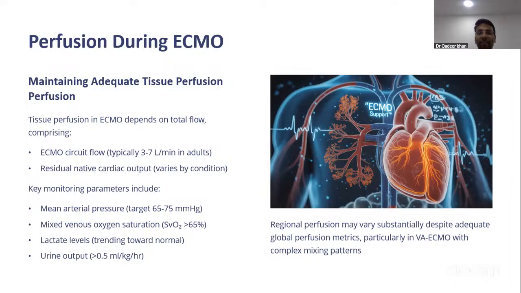What are the different parameters we need to monitor in the patient? As I told, in VV ECMO there is no major problem with your cardiac function, so your mean arterial pressure and pulsatility are maintained, and mixed venous oxygen saturation is more than 65. Lactate levels come down because perfusion and oxygenation are maintained, your aerobic metabolism goes up, and your lactate levels come down. You need a target urine output of more than 0.5 ml per kg per hour.